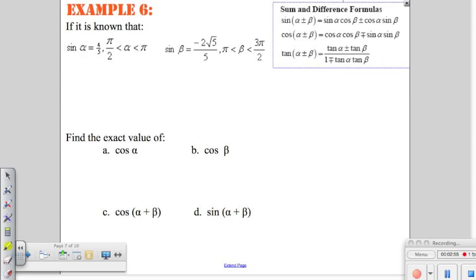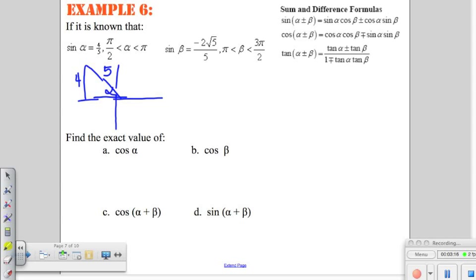Sine alpha equals 4/5. Now it tells us that we're between pi over 2 and pi, which means that this angle is in quadrant 2. If I label my alpha on the inside, I know sine is opposite over hypotenuse. The nice thing with it being 4 and 5 is that this is a 3, 4, 5 right triangle. So I know that bottom is going to be negative 3.